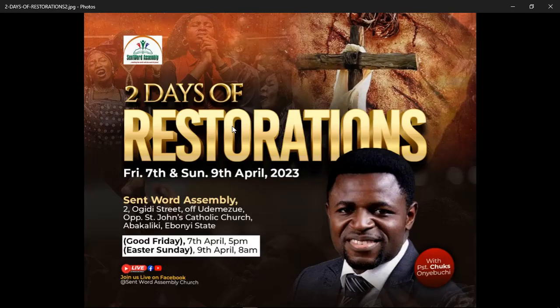Let's look at this design again. The main message of this design is these restorations. So by hierarchy, we made it bigger and we made it more visible, so that when somebody looks at this design, the first thing he sees is restorations, 2 days of restorations. That's the first thing he sees. So hierarchy gives importance to your design. The next thing you see is the date, which is Friday 7th and Sunday 9th April 2023. This is the next thing you see before you start looking at other details.